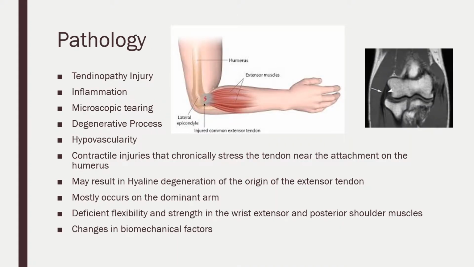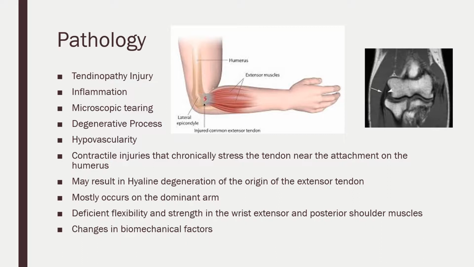Pathology of lateral epicondylitis. It is a tendinopathy injury caused by inflammation, and it can cause microscopic tearing. It is usually a degenerative process causing hypovascularity, and it happens when contractile injuries that chronically stress the tendon near the attachment on the humerus may result in hyaline degeneration of the origin of the extensor tendon. Mostly occurs on the dominant arm.